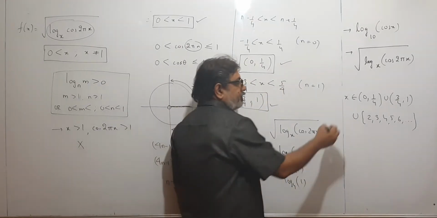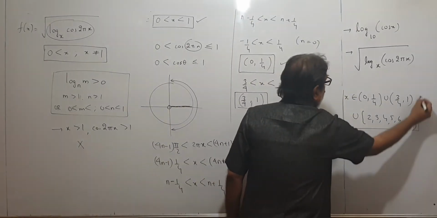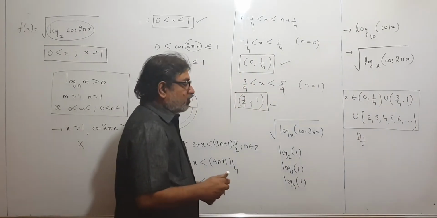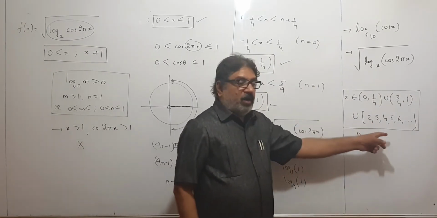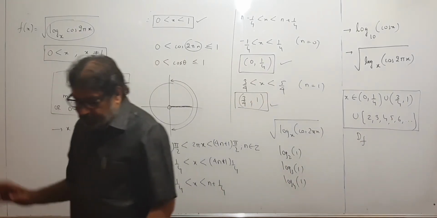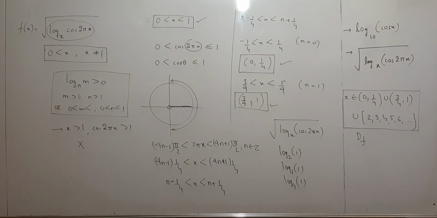union [3 by 4, 1), and union 2, 3, 4, 5, 6, dot, dot, dot, like this. This is our domain. This is a tough sum. Nobody will think of this. All will stop over here. But this is also possible. Please pause and copy, children.